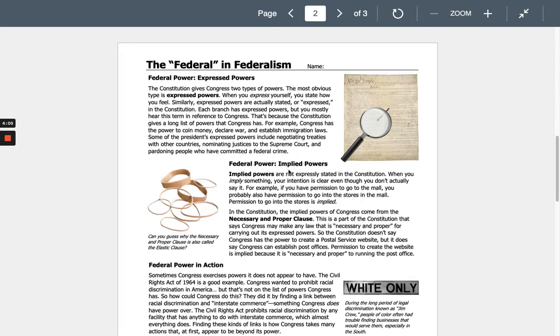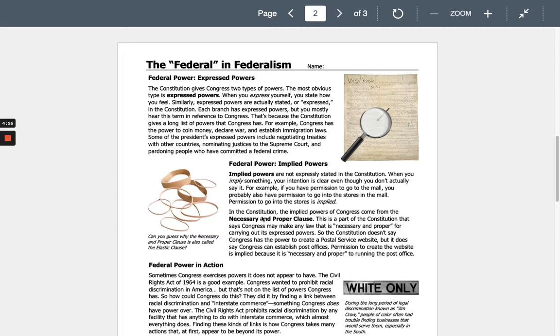Federal powers, implied powers. Implied powers are not expressly stated in the Constitution. When you imply something, your intention is clear even though you don't actually say it. For example, if you have permission to go to the mall, you probably also have permission to go into stores in the mall. Permission to go into the stores is implied.